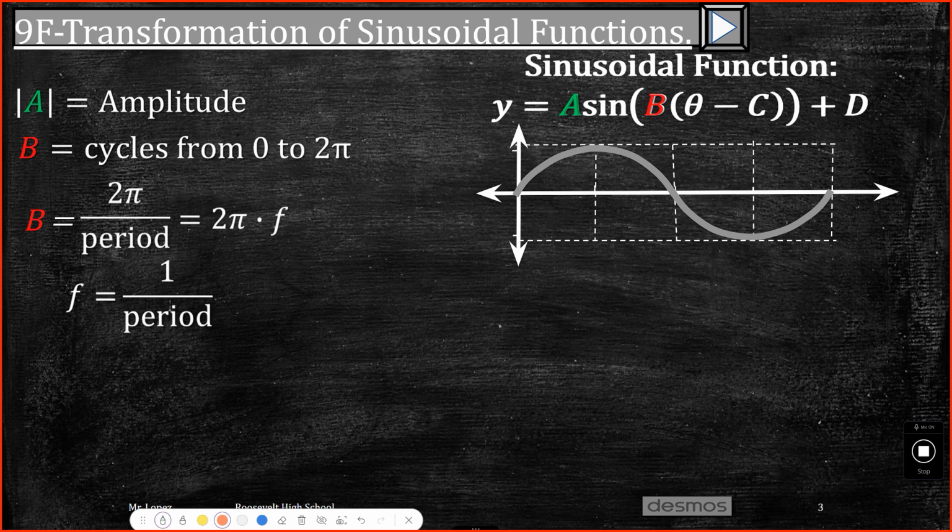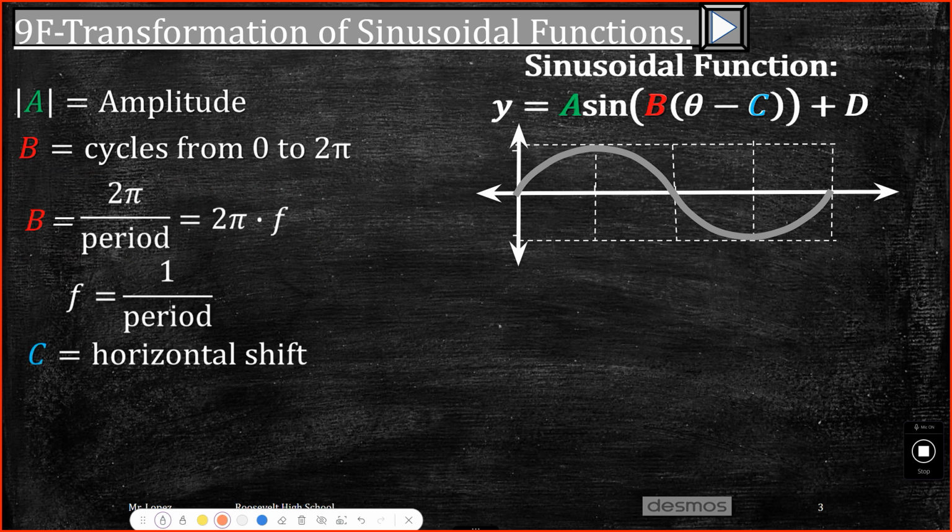Usually just work with this: B equals 2 pi over the period. But if you are given a frequency, instead of dividing by the period, you multiply by the frequency. Don't worry too much about it. If you're given a frequency instead, then you just multiply frequency times 2 pi. But if you're given a period, you divide that period into the 2 pi. So period is divided, frequency is multiplied. That's it. It's just a lot going on already.